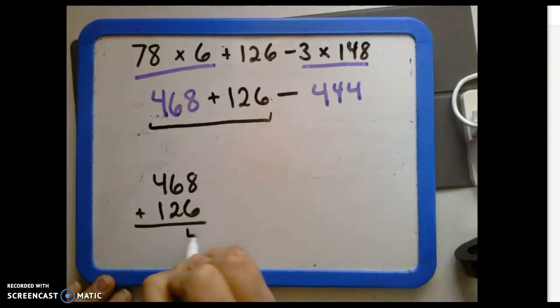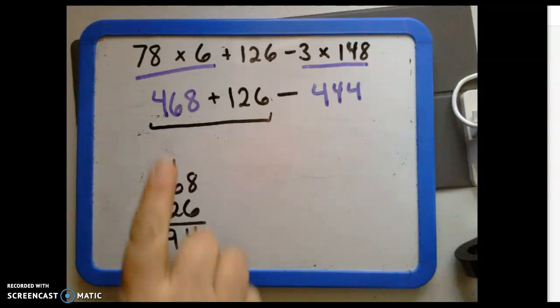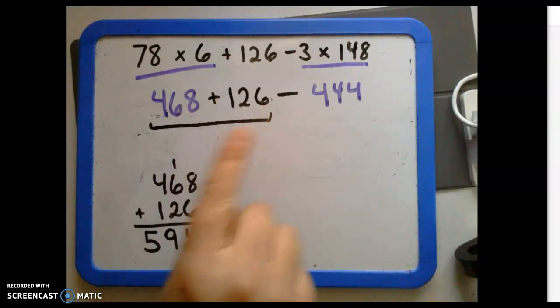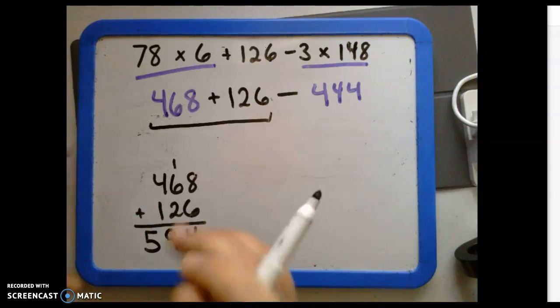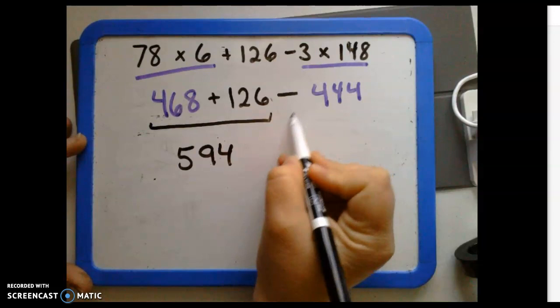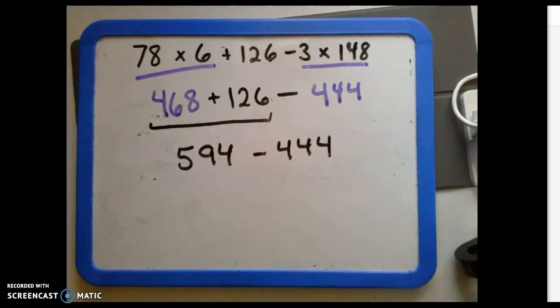8 plus 6 is 14. Regroup my 1. 6 plus 1 is 7, plus 2 more, 9. And then 4 plus 1 is 5. So just like I did up here, I'm going to take this answer and replace this little bit of my equation. Okay. 594. I'm going to drop down the rest of my equation.